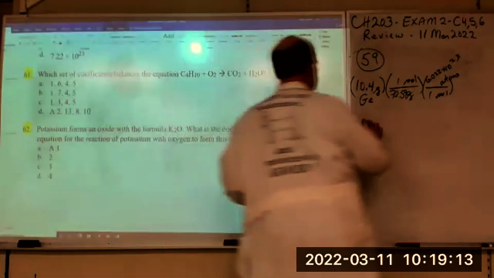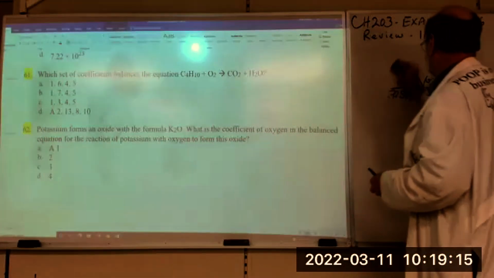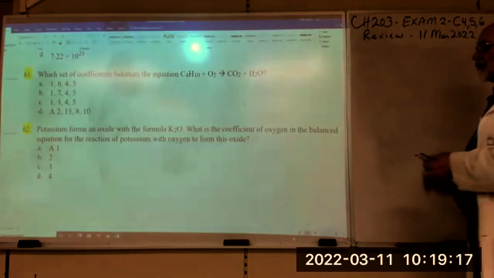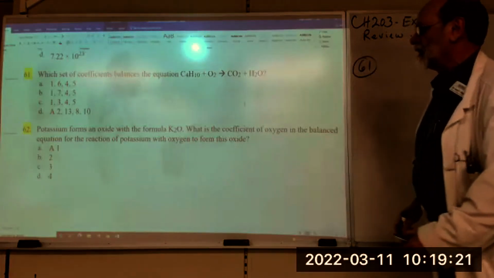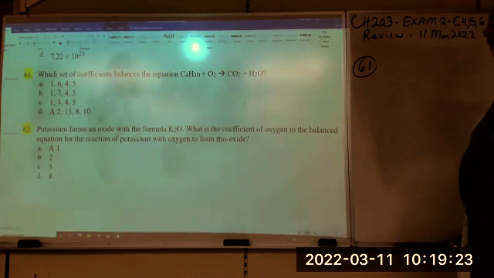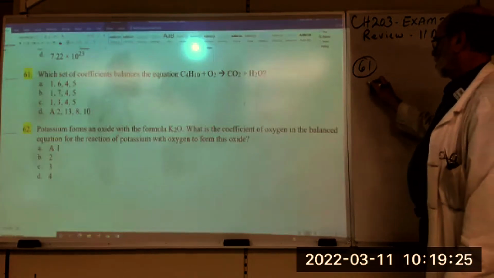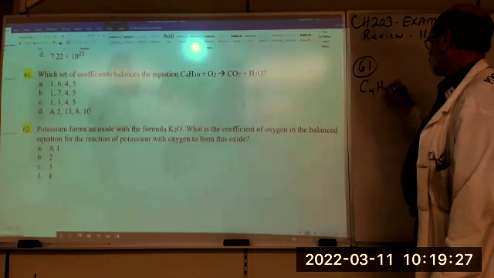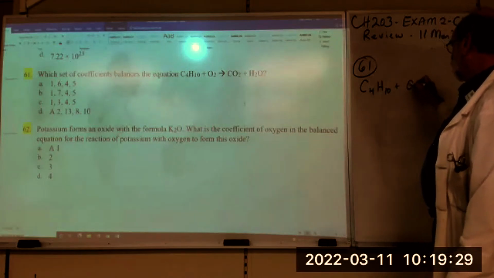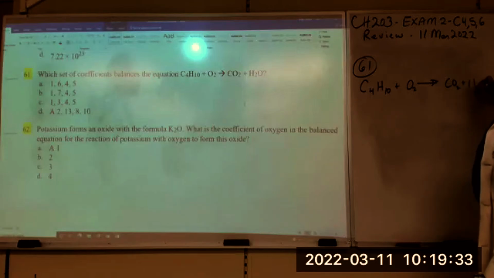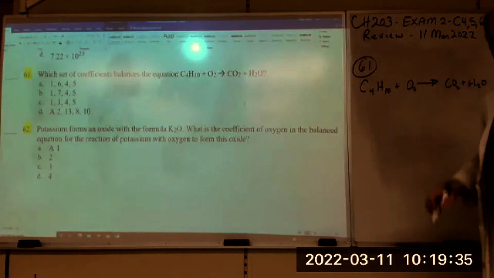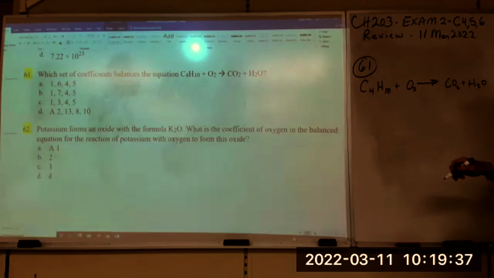All right, moving on. 61. Which set of coefficients balances the equation? C4H10 plus O2 yields CO2 plus H2O. Still on the board? Yeah. Video. Okay.